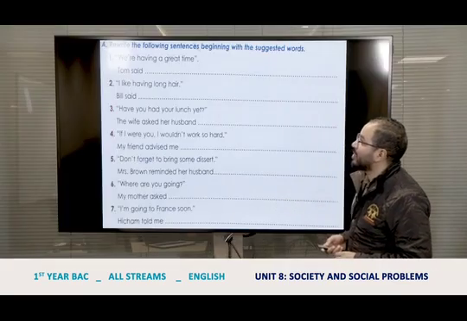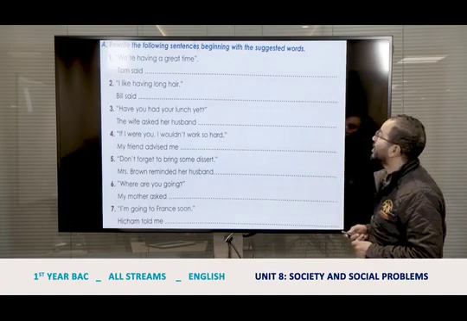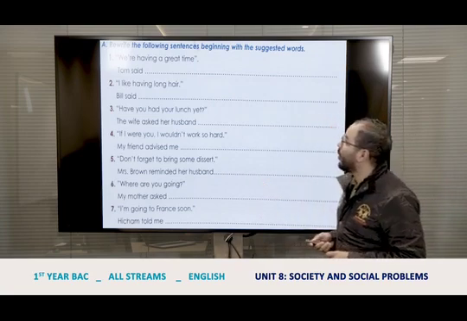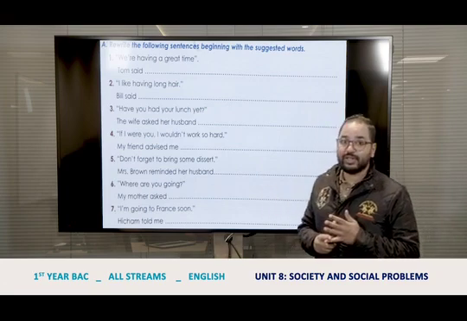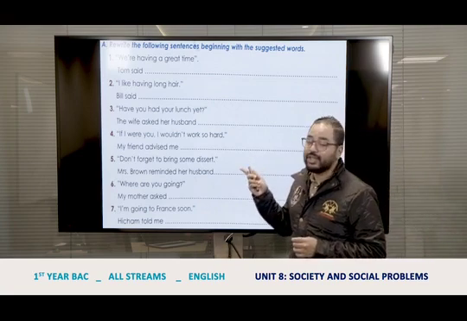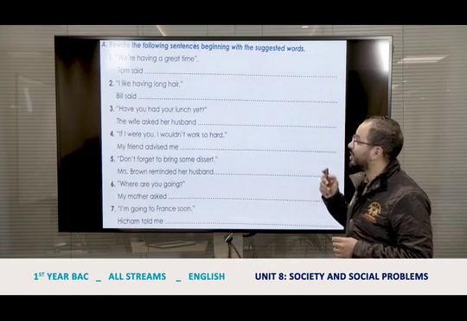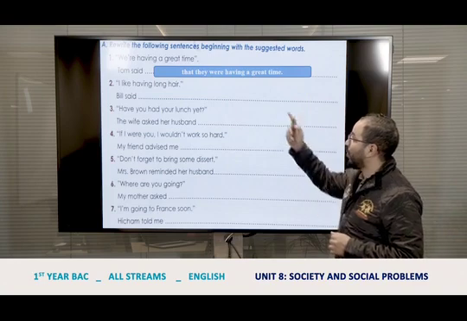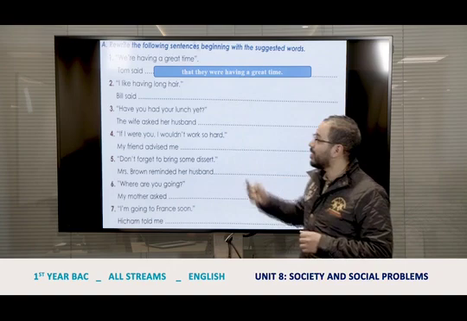Now we will practice. In this exercise, rewrite the following sentences beginning with the suggested words. The first sentence, "We're having a great time." This is a statement, this is not a question, okay? It's a statement. And the tense here is present continuous, we're having. So the answer is: Tom said that they were having a great time. So present continuous becomes past continuous.